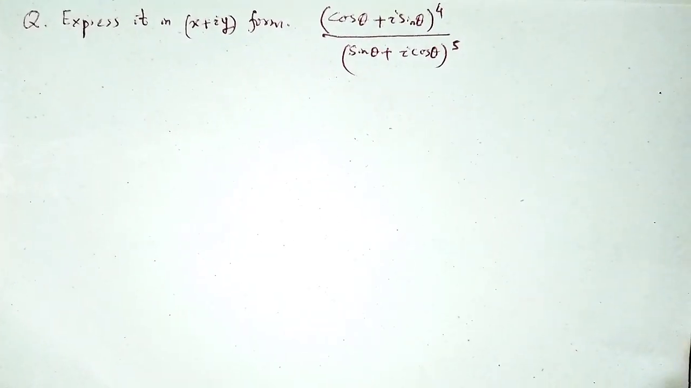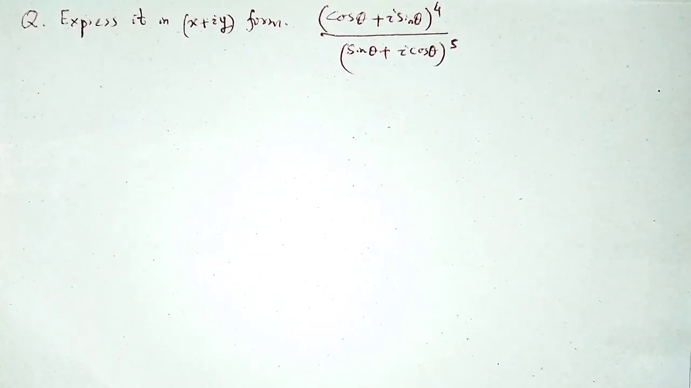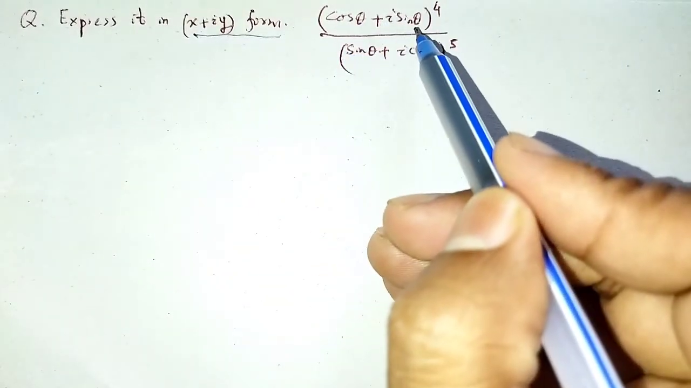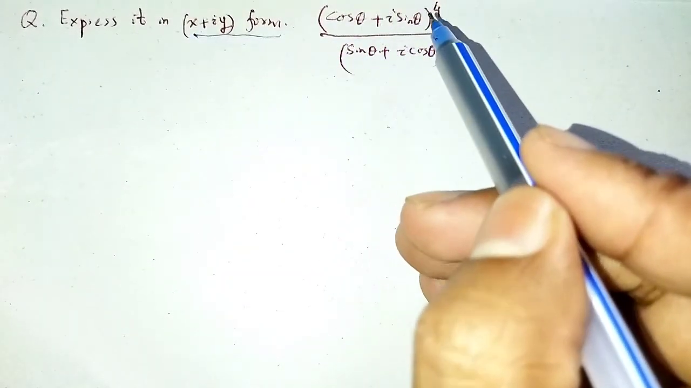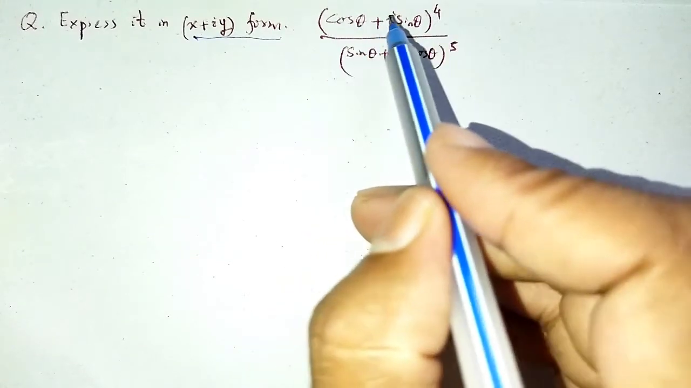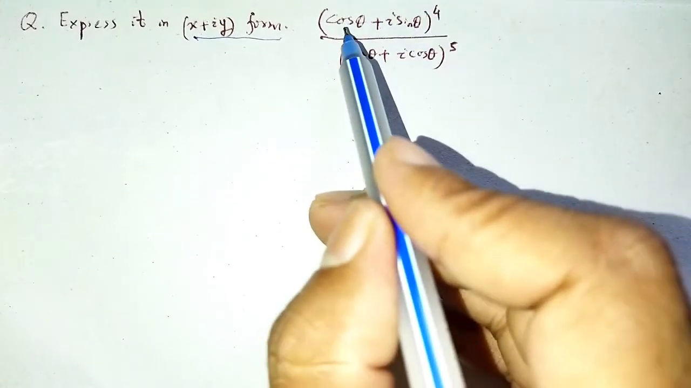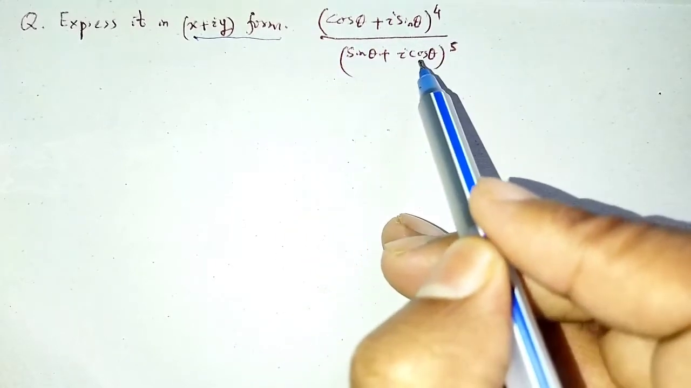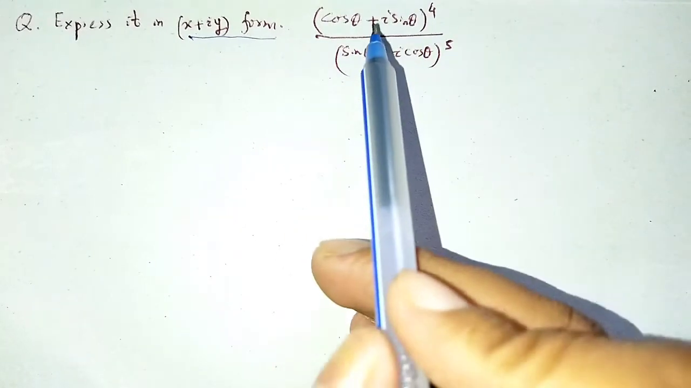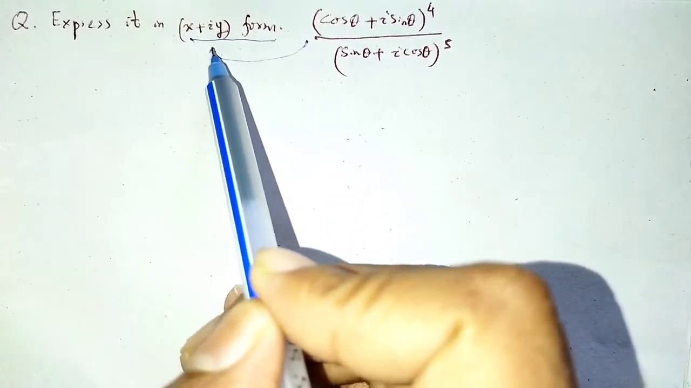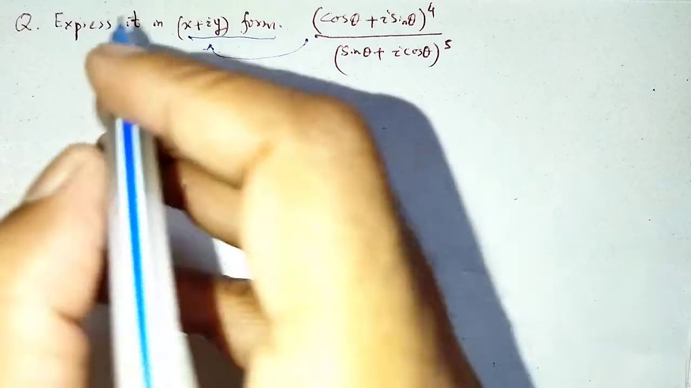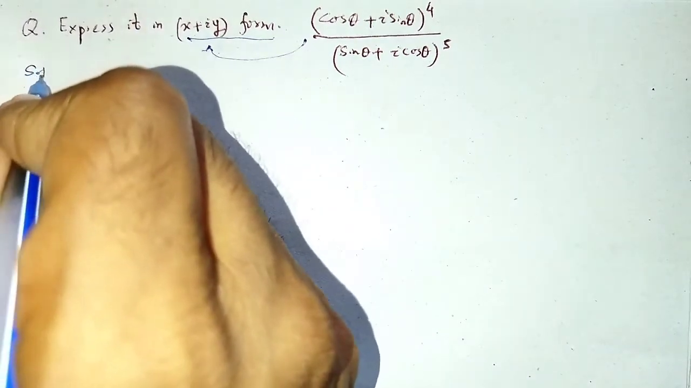Question number 1: express it in x plus iy form. The question is given as (cos theta plus i sin theta) to the power 4 divided by (sin theta plus i cos theta) to the power 5. Now we convert it into the form x plus iy. Now we prepare the solution.